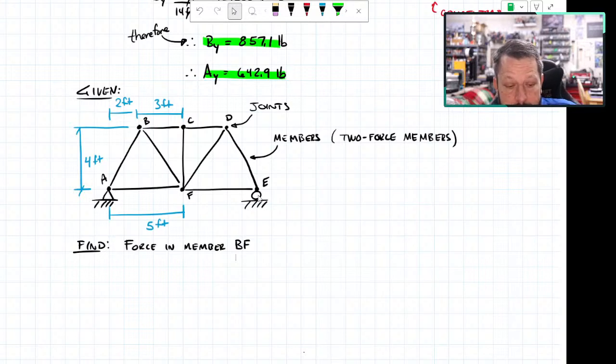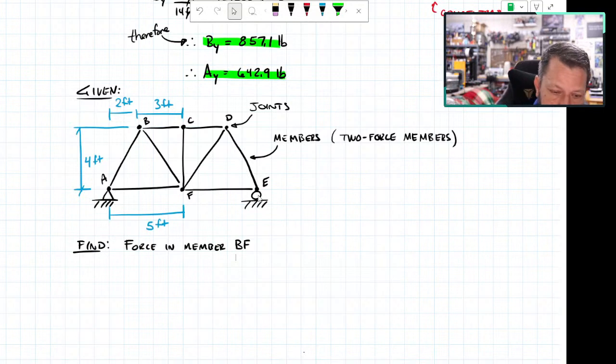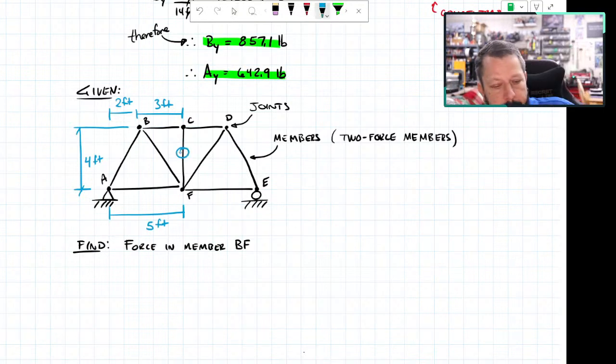This truss does have one zero force member. If you can't see it, it is CF. CF is a zero force member. Remember our rules from last time for zero force members. You're looking for a joint that has 3 members connected to it. So joint C has 3 members, BC, CD, and CF. There are others that have 3, like B has 3 and D has 3. So all 3 of those could contain zero force members.